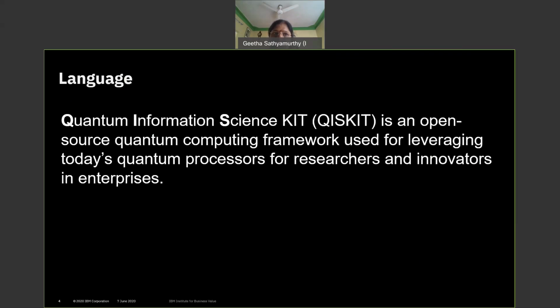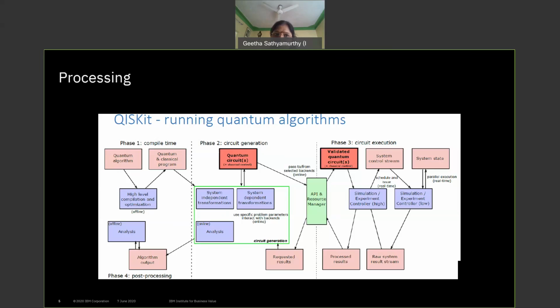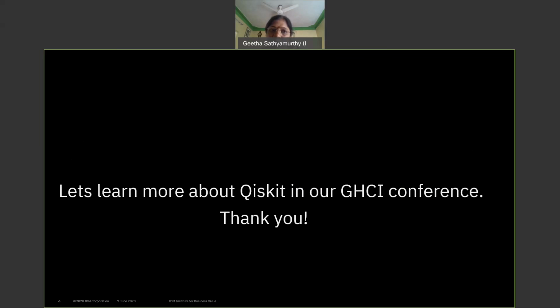In addition to this, we should also know the processing of QuantumComputing, and this is the algorithm that we use to execute it, which we will discuss in depth in our GHCI conferences. Okay, awaiting this opportunity to share about this framework and the execution of quantum computer programs.